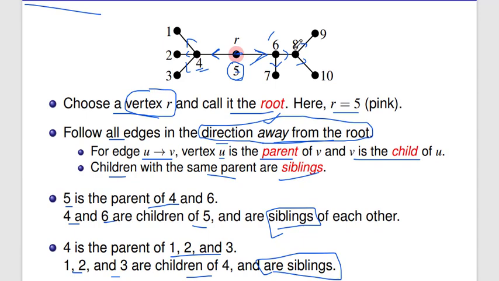8 and 7 are parents of 6's children, and 8 and 7 are siblings. Now 9 and 10 are also siblings, because there is only one parent, 8. So this is a rooted tree. First of all we have to call any vertex the root of that graph. Then we make the arrows away from the root, and from that we tell whether vertices are parents, children or siblings of each other. It is called a rooted tree.